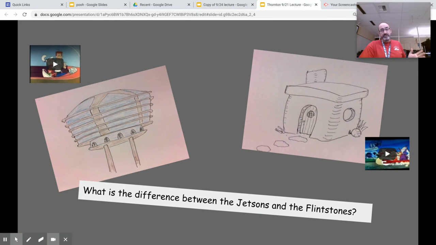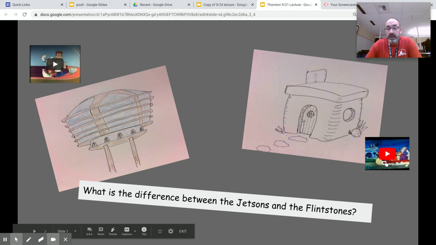Okay, today we're going to start off a little bit differently. I'm not sure if you know who the Flintstones and Jetsons are, but I do have that question for you. What is the difference between the Jetsons and the Flintstones? To help you know who they are, I swiped their theme songs off of YouTube.